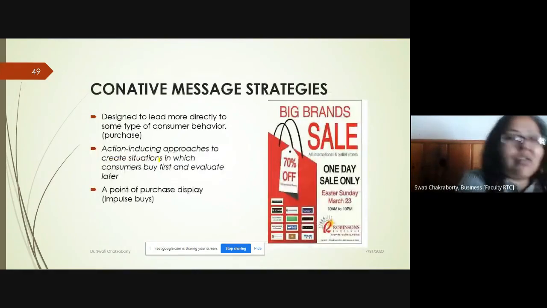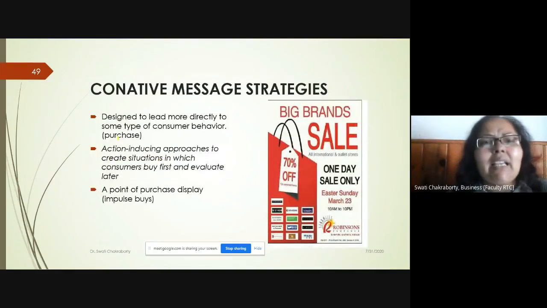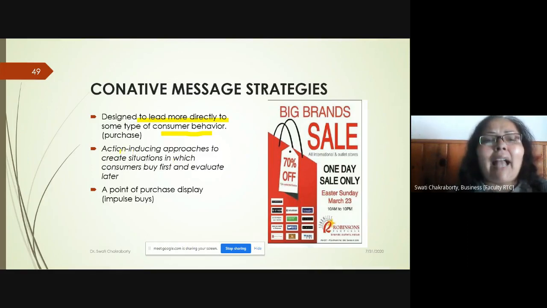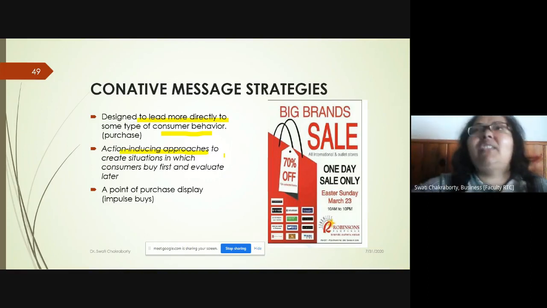Now, connective message strategies are basically designed to lead more directly to some type of consumer behavior, like a purchase. Let's say a big brand sale, one day only, Easter Sunday. So it's an action-inducing approach to create situations where consumers first buy and then think about it. It's point of purchase displays. It's impulsive. One day sale, Easter sale is happening. So what happens? Impulsive. You actually go ahead and do it.